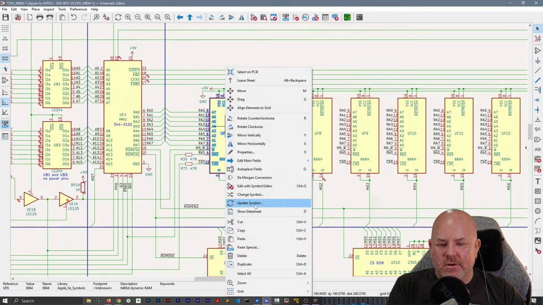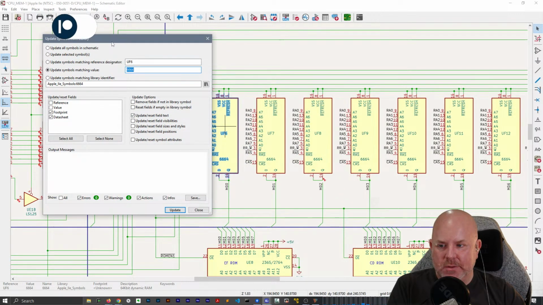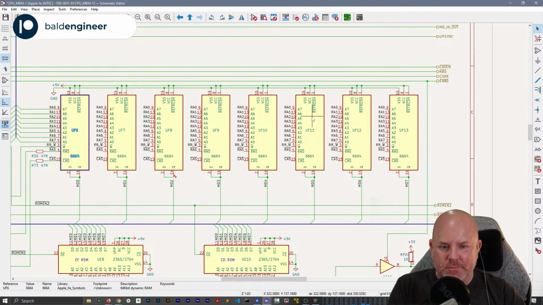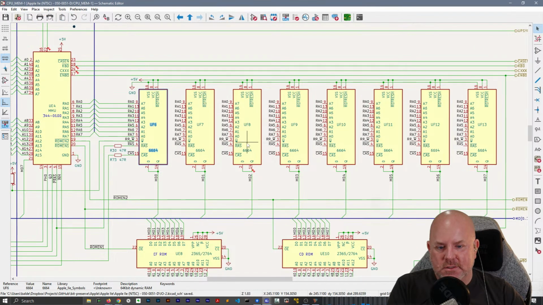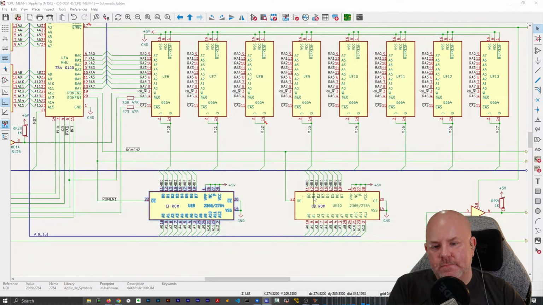Okay, so now what I wonder is if I do update symbol, update symbols matching this value, we should just be able to do just those two things. And then all of the memory chips should now be updated. So let's do a save. Okay, let's go check out the ROMs.